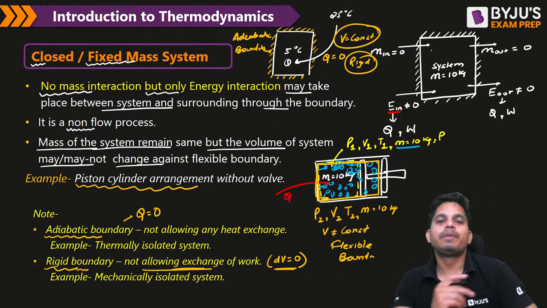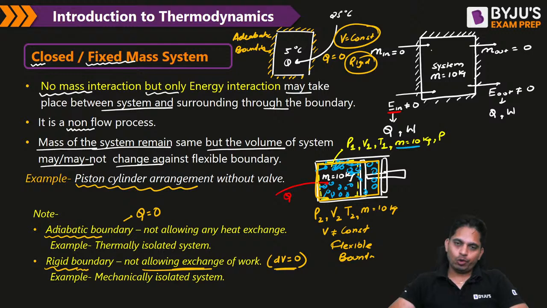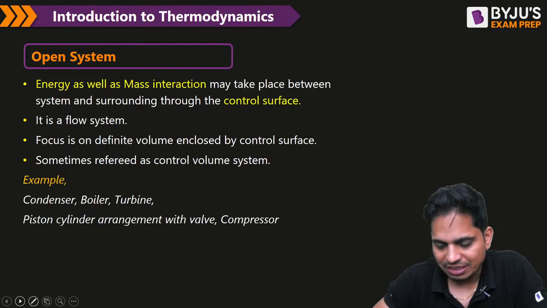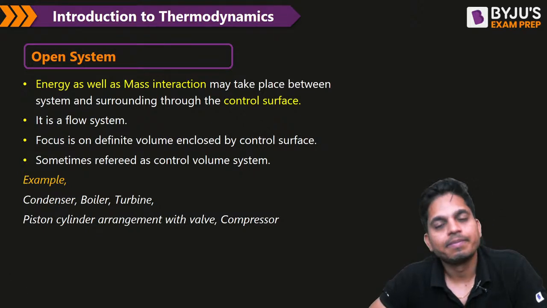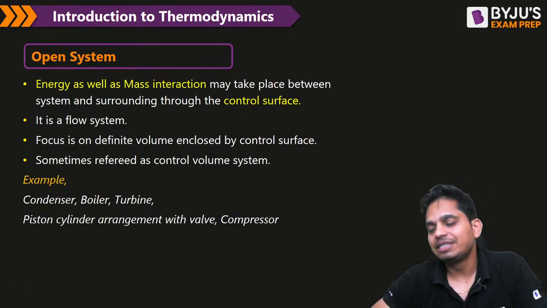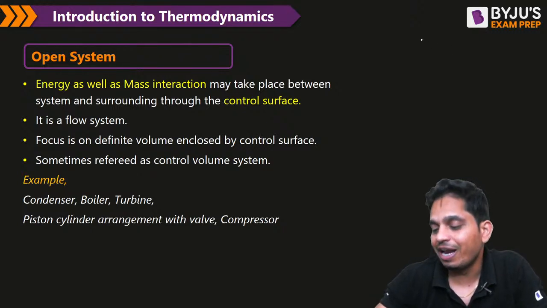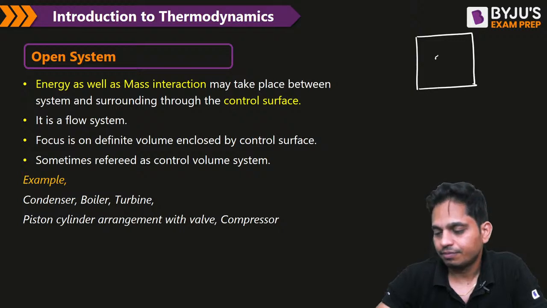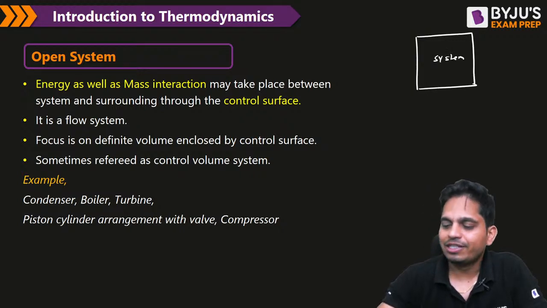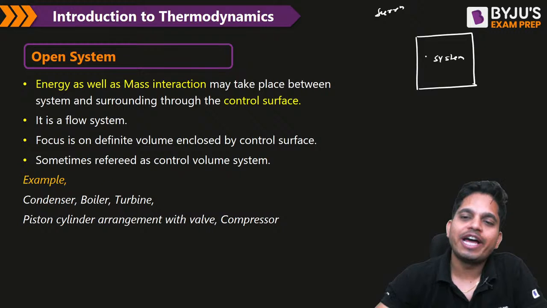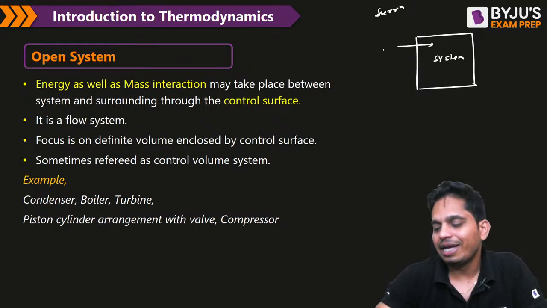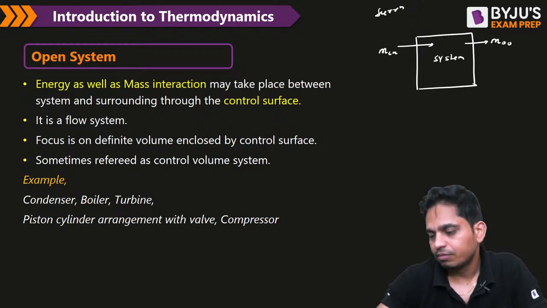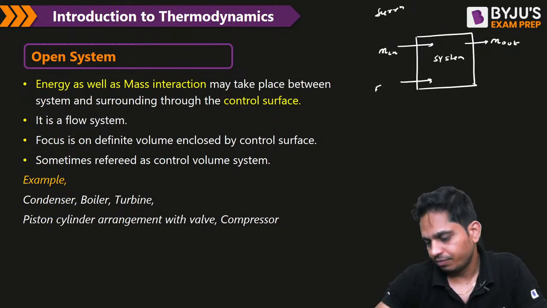Okay. So I hope the concept of closed system is completely clear to you. Now let us move on to open system. Sir, what is open system? So open system is, look, again I'll write it like this. This is your system. And this is your surrounding. Now only two types of interaction can take place. Either mass interaction or energy interaction.